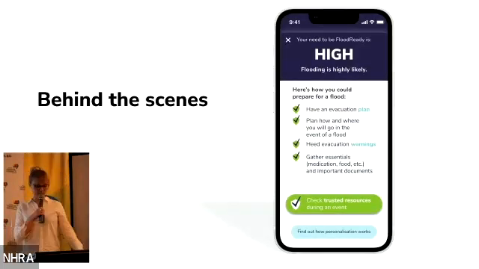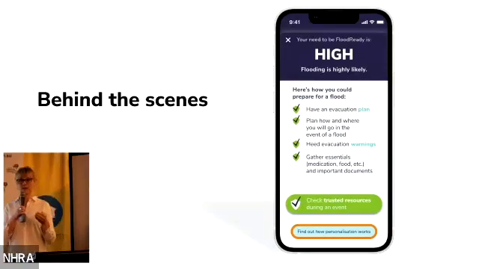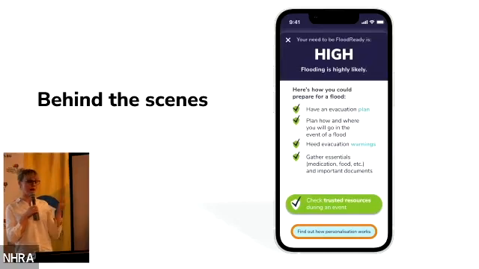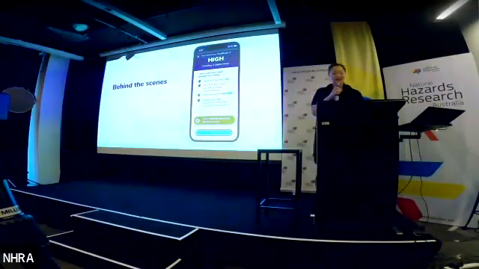You'll also have noticed that there's a little button at the bottom that says find out how personalization works. So we really want this to be a transparent thing. What you could do is click on the button and it'll take you to the science behind the app so that you can understand how you got the recommendations that you got. And I'm going to pass it over to Kaitlyn now, who's going to talk about the scientific framework that underpins all of this. Thank you, Jess.